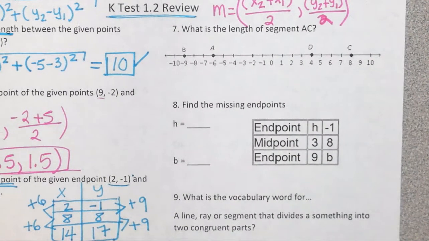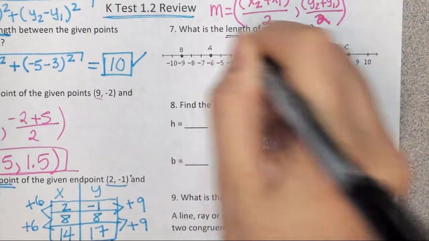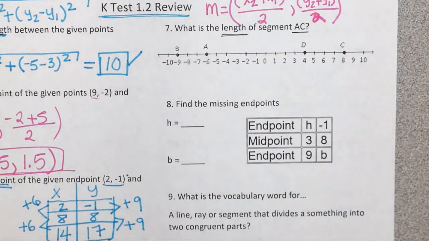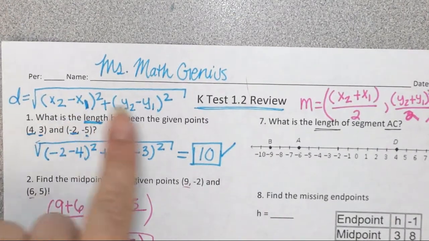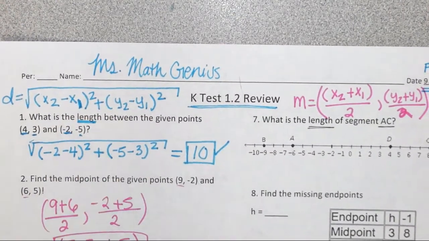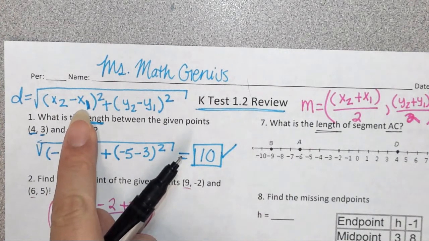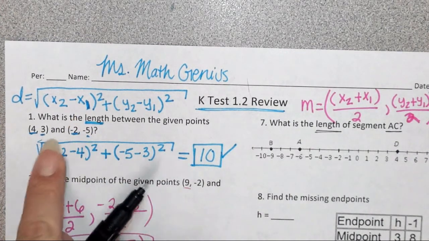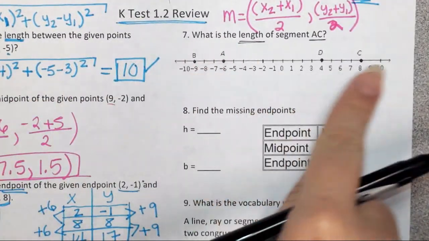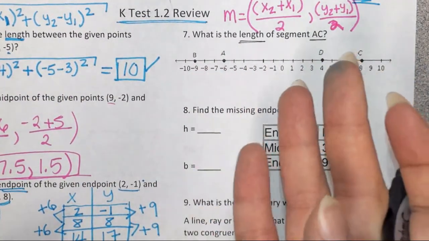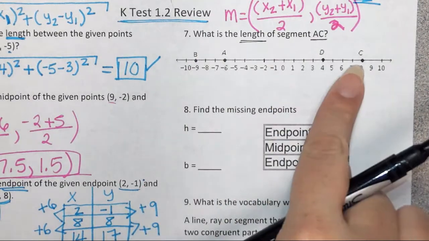All right, so number 7. What is the length of segment AC? Okay, so anytime you see length, it's also the same thing as saying distance. Distance formula is typically better when you have two coordinates that you're working with. It doesn't really work as well. I mean, you can, but it just doesn't quite make as much sense when you're on a number line.